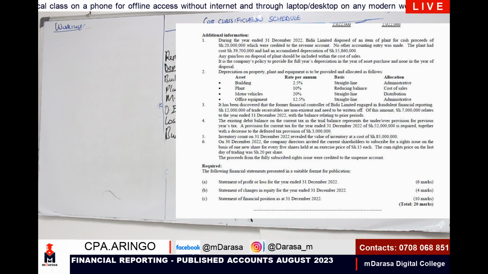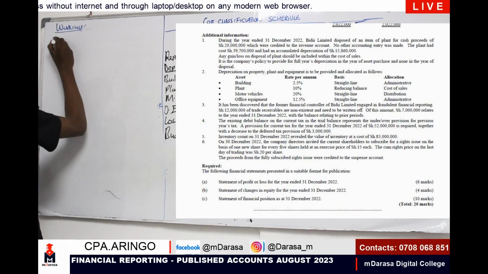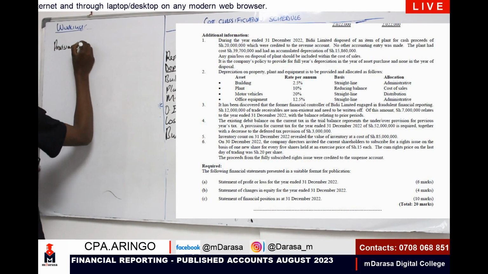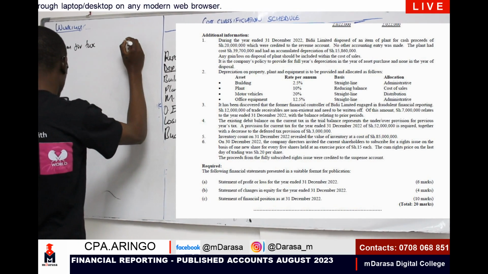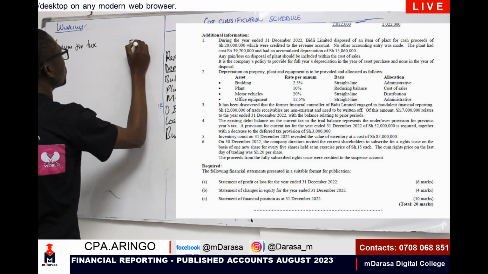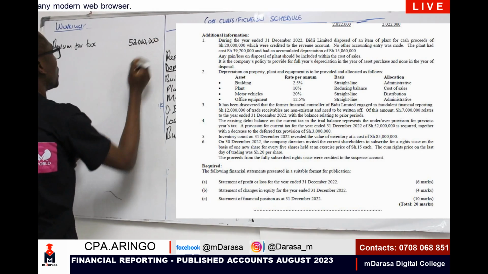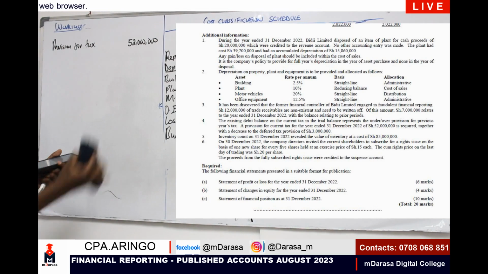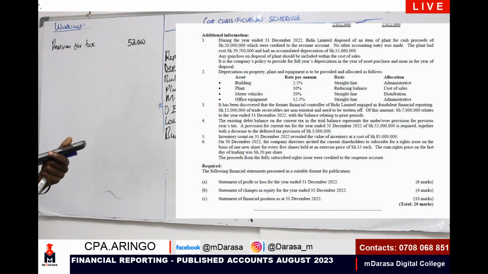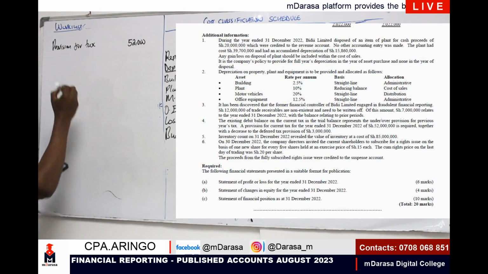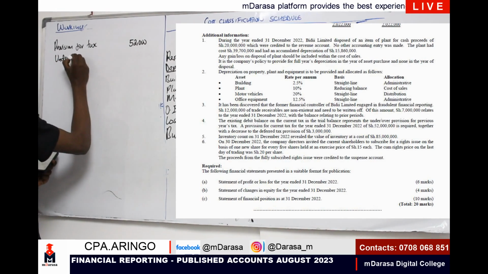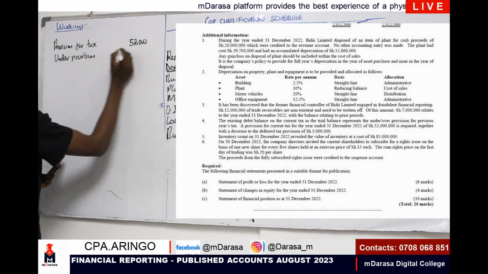A provision for current tax for the year ended 31st December 22 of 52 is required, together with. So provision for tax this year, we are given a value of 52 million, which in our case the figures are in thousands. So I'm going to take it as 52,000. We had the under provision for last period. The under provision for the previous period, we are given 2,600 as per what you've seen, right?